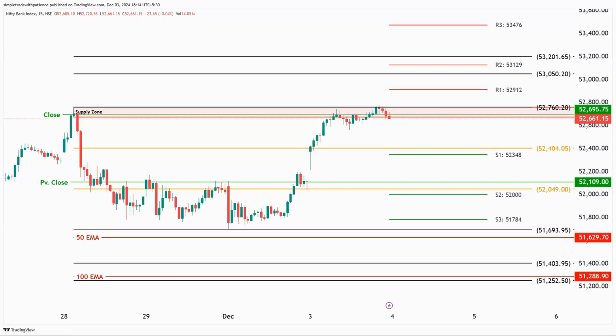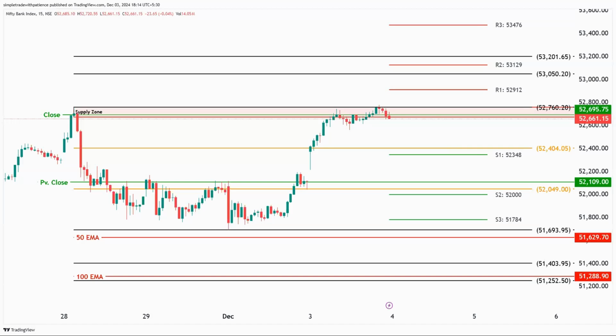So Bank Nifty at the moment is trading above the 50 EMA at 51,629.68, above the 100 EMA, which is at 51,288.91, also above the long-term 200 EMA, which is at 50,087.93. Now, Bank Nifty trading above all these important EMAs suggests that it is in a solid upward momentum or a solid upward trend.